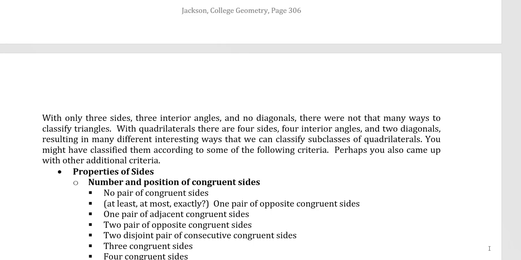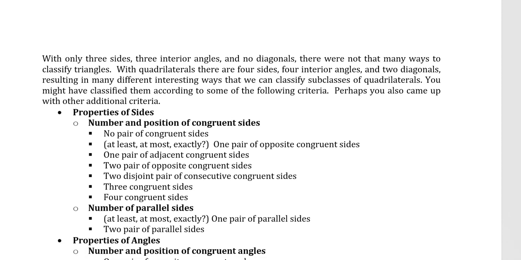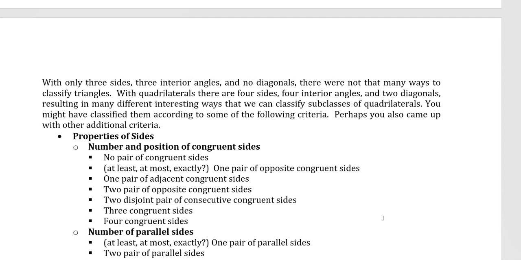Well, of course, you can have one pair of adjacent congruent sides, or 2 pair of opposite congruent sides, or 2 disjoint pair of consecutive congruent sides, or 3 congruent sides, or all 4 sides congruent to each other. There's a lot of different combinations you can get there of congruent sides. So that's basically on the side lengths, which is how we determine congruence. But we could also talk about parallel sides. Remember, 2 sides are parallel if the lines containing them are parallel.